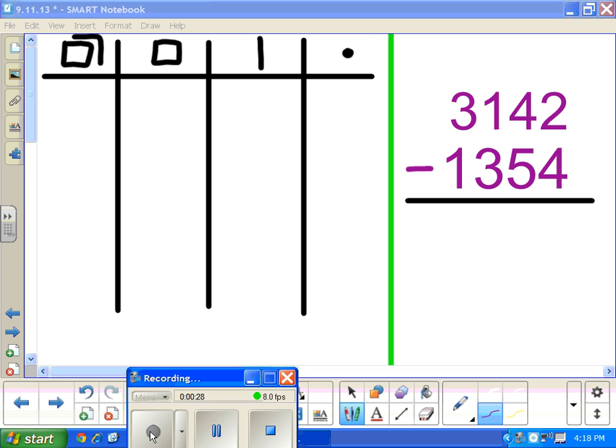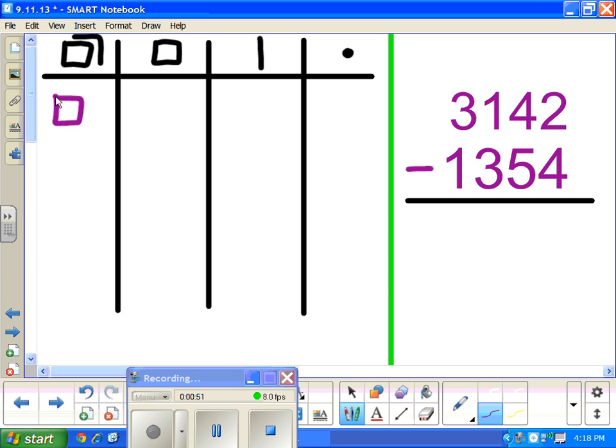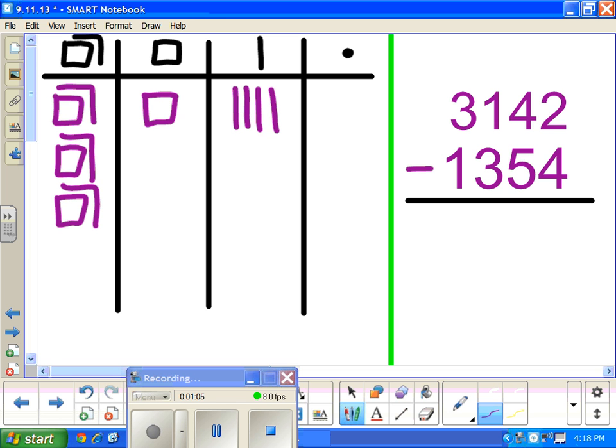So here we have the base 10 shorthand board. The amount that we're working with today is 3,142. So if I were going to show 3,142 on my base 10 shorthand board, I would draw 3,000, 100, 4 tens, which is 40, and 2 ones.